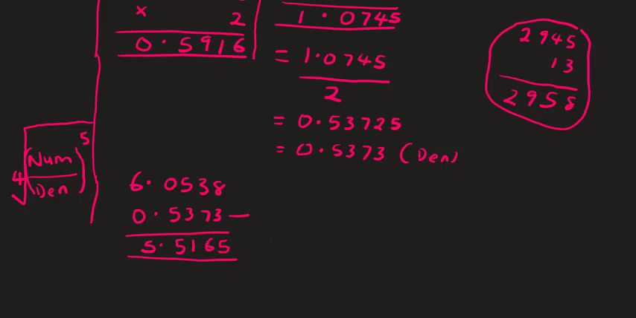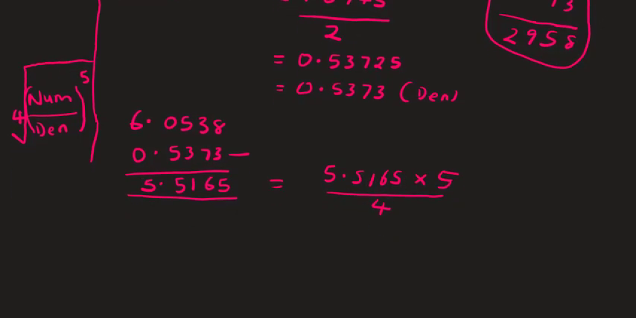So this result now we're going to multiply it by 5, divide it by 4. So we'll have it as 5.5165 times 5, because of this, then divided by 4. 4 is the root, so everything divided by 4. When you multiply this by 5, divide by 4, which calculator can do straight away, you are going to get 6.8956.